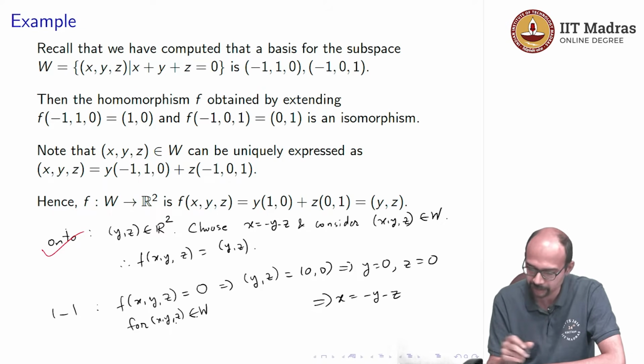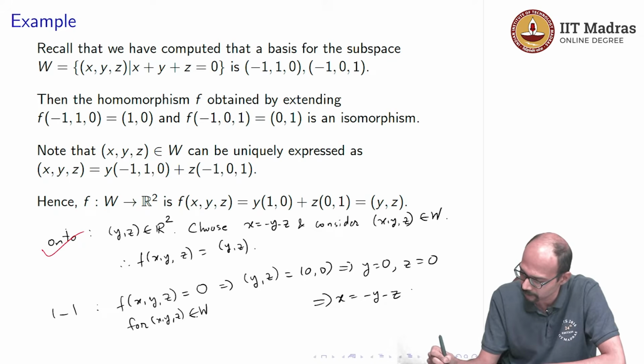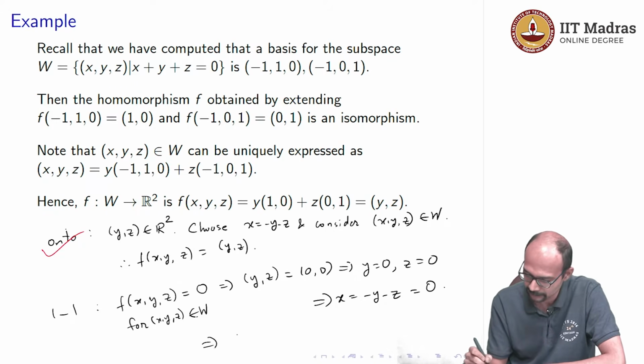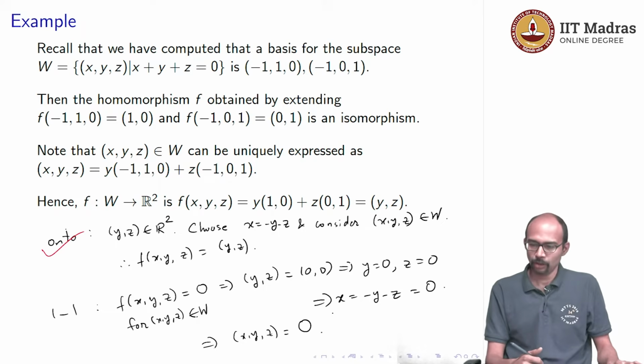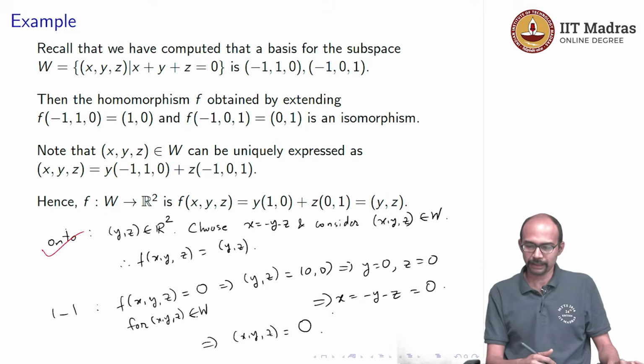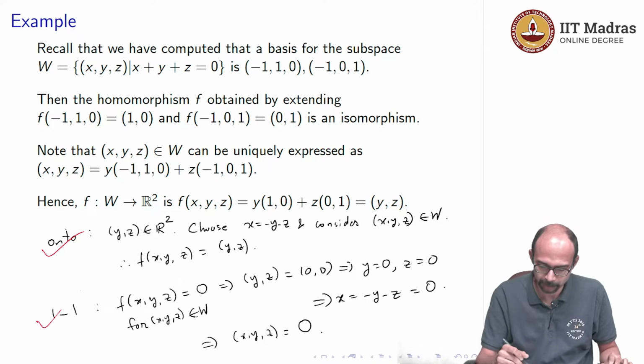So, the statement is if f of x y z is 0 for x y z belonging to W, x is minus y minus z, which is 0. So, in other words, x y z is 0. By 0 I mean the 0 vector in W. Okay. So, we have checked it is an isomorphism. So, I should have put a tick mark there.